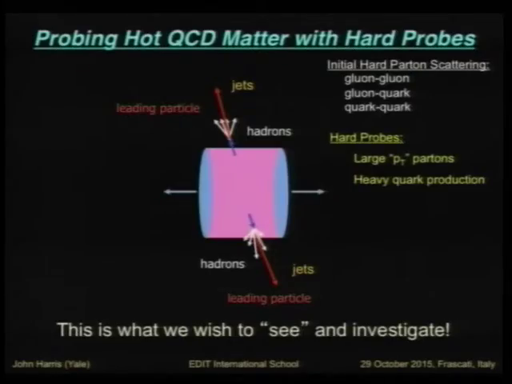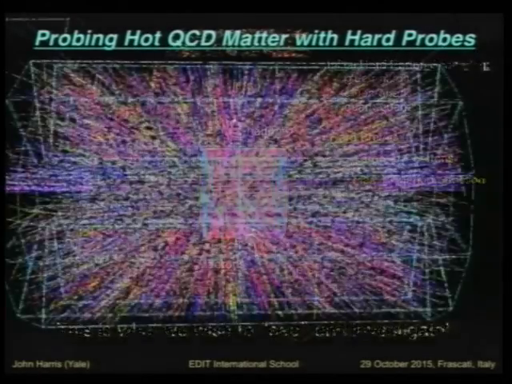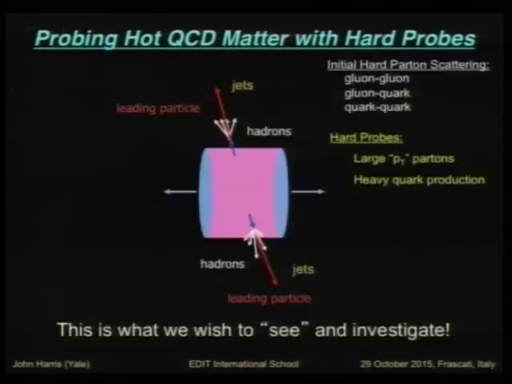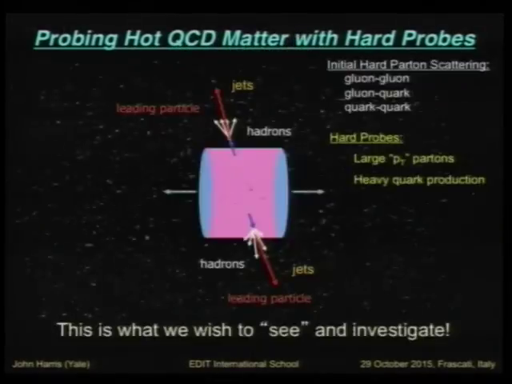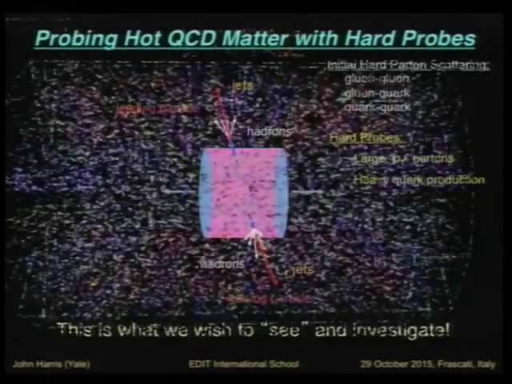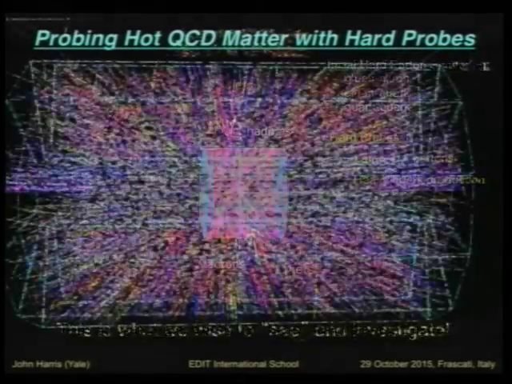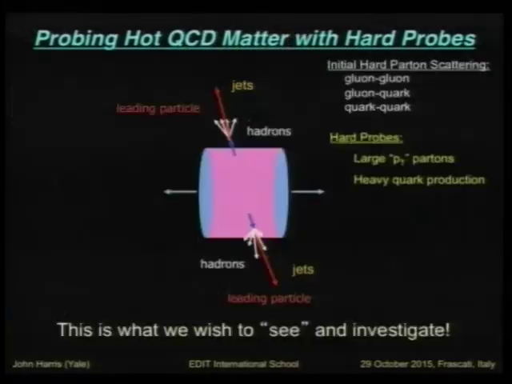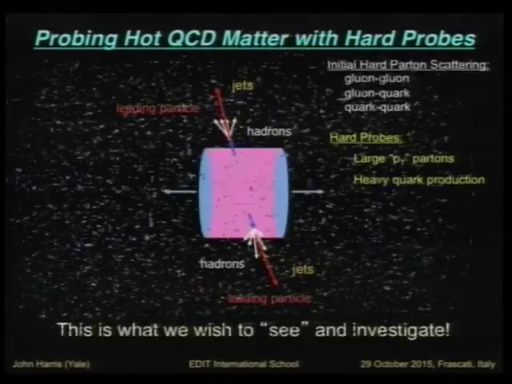And so we want to look at this basically in a background of all these other particles. But the high momentum part of the hard process is the signature, and that's where the LHC, which has larger cross sections for that, comes into play.